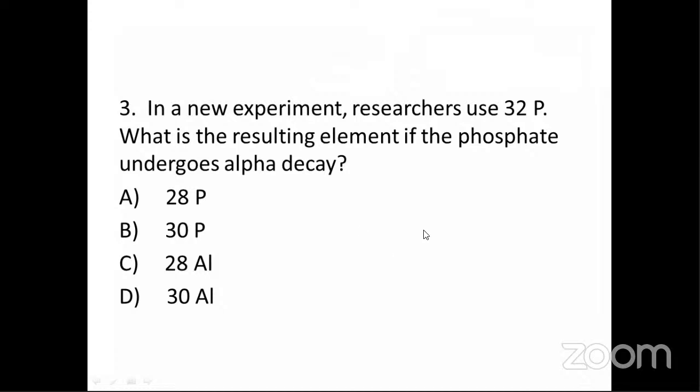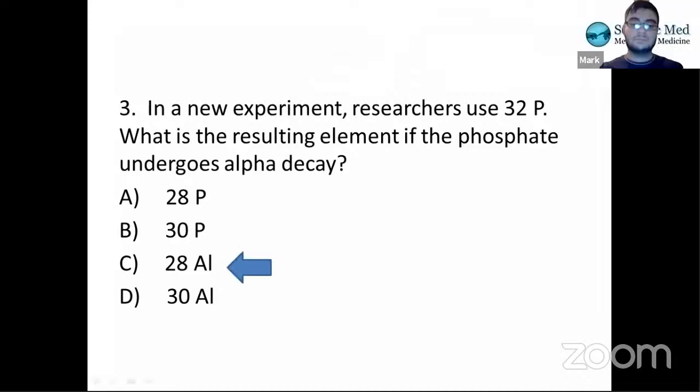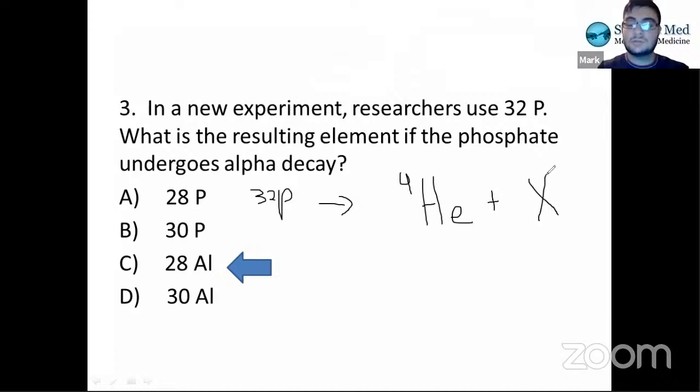Okay. So, like I said, I don't want to take too much time with this question. It's not really that crucial, but the correct answer is C. And the only thing you really had to know was what alpha decay means. Alpha decay is just a removal of helium-4. So what that means is you start with 32P, whatever the molecule started with, and it decayed into helium-4 plus something else, right?